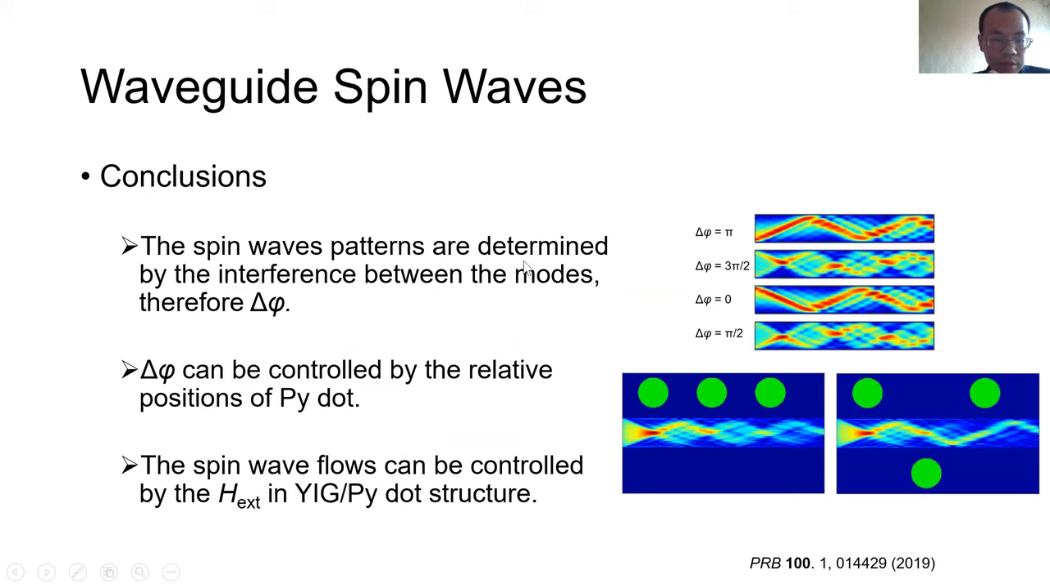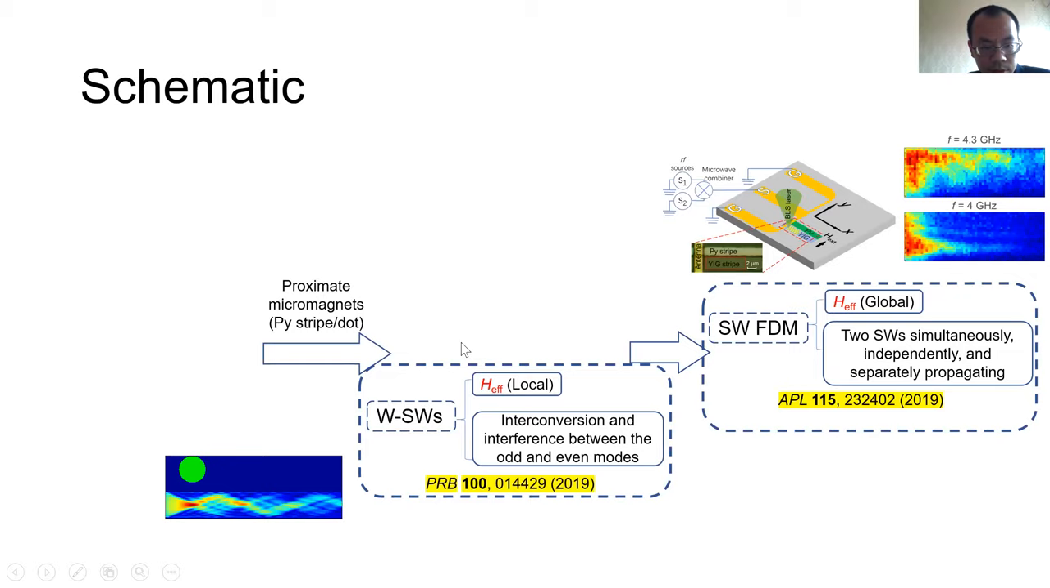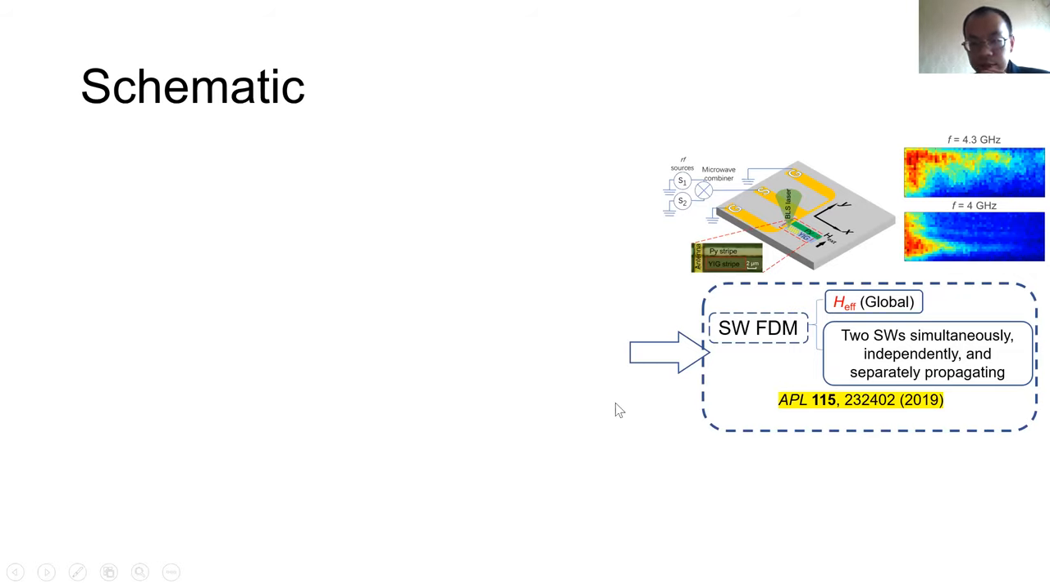So here in the study of the waveguide spin waves, I found that in theory the phase difference would determine the spin wave patterns. The phase difference can be controlled by the relative positions of the permalloy dot, and the spin wave flows can be controlled by the external field because the presence of the permalloy dot can attract or repel the spin wave flows. We finished the waveguide spin wave study. So based on the theories we studied, I preliminarily realized the spin wave frequency division multiplexing.